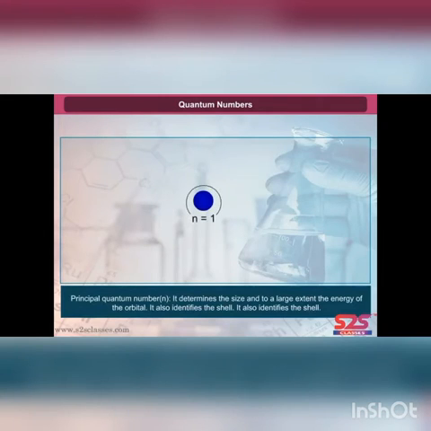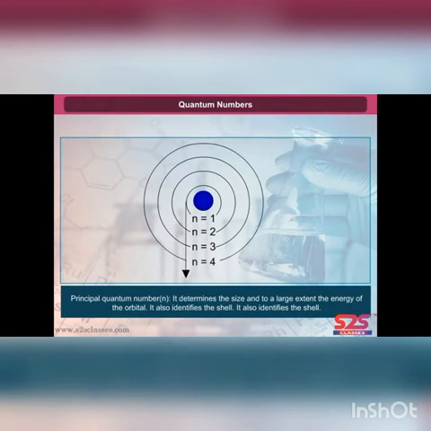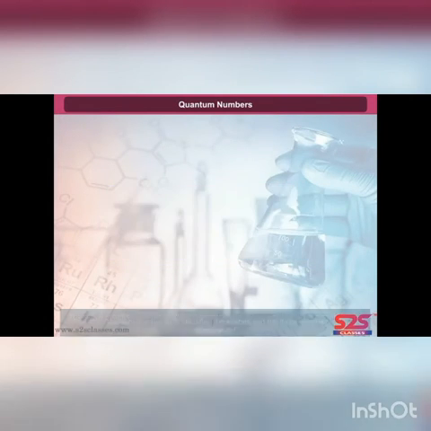Principal quantum number. It determines the size and to a large extent the energy of the orbital. It is denoted by n. It also identifies the shell. It can have positive integer values of 1, 2, 3 and so on.